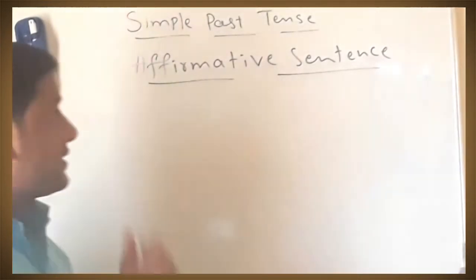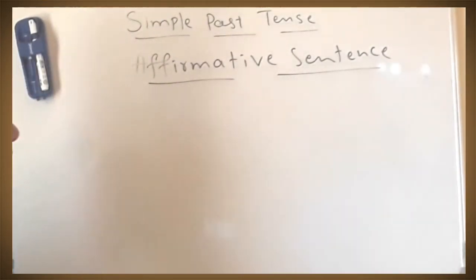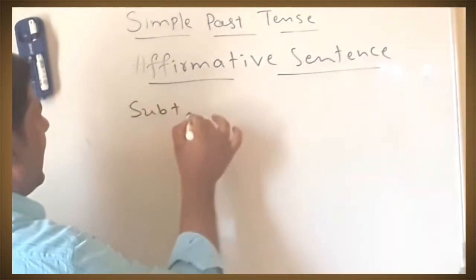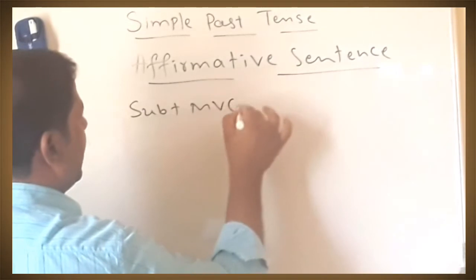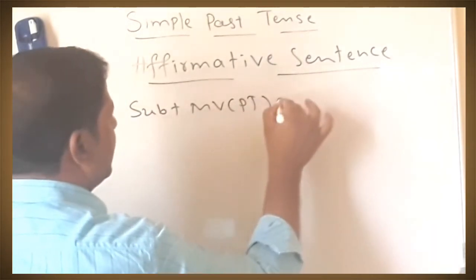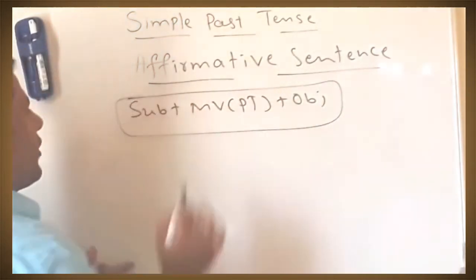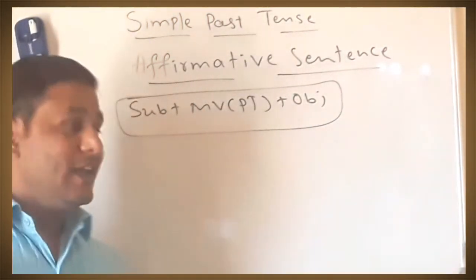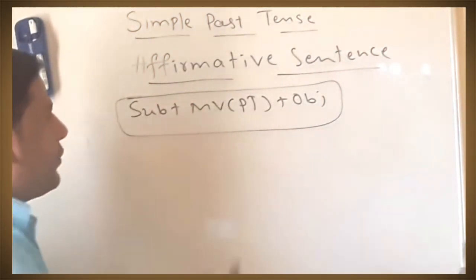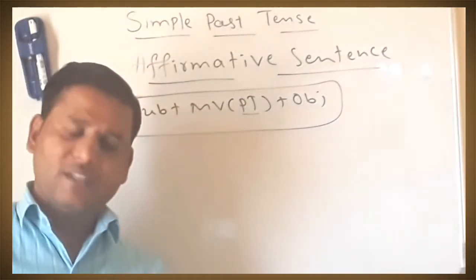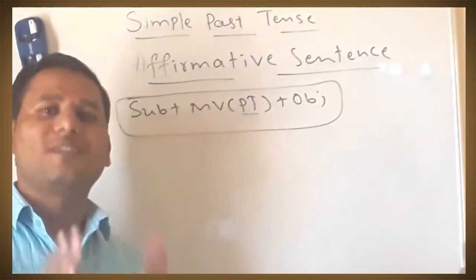So now let's see the formula of simple past tense. We use the subject first, and the main verb will always be the PT form, plus object. This is not the formula of simple present tense, this is simple past tense. Only we have added the PT form here. I will tell you about the PT form. What is the PT form? PT form means past tense.